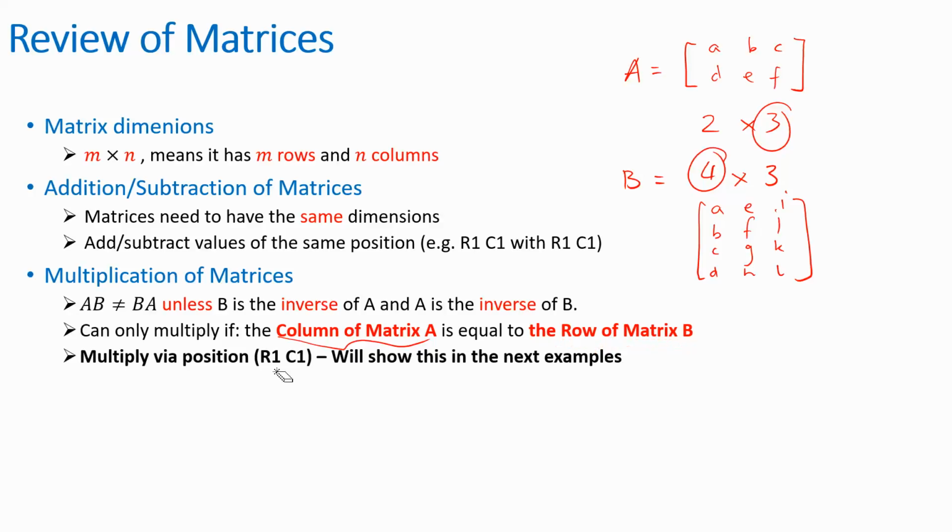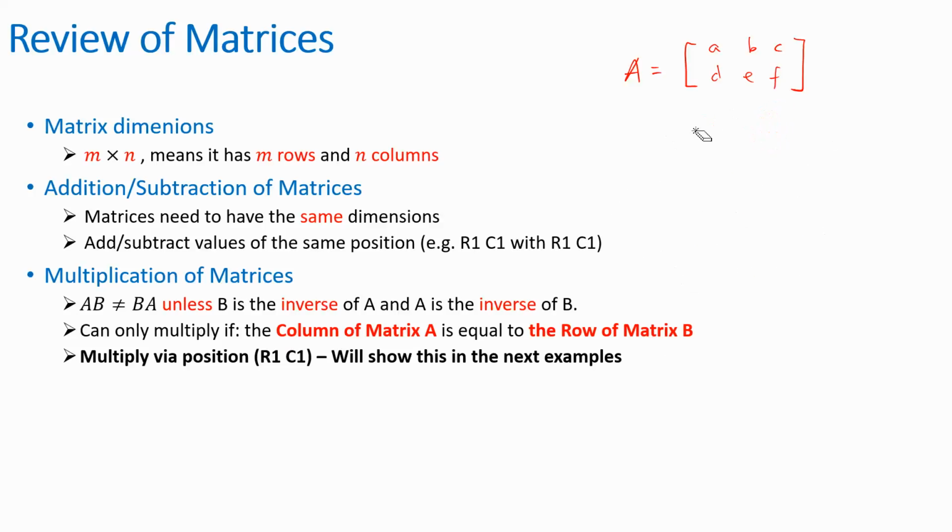Next one. When you multiply, how do you multiply matrices? In order to multiply matrices, you are going to multiply row 1, column 1 with row 1, column 1 of the other one. So for example, if I had, actually I'll show you in the other example later. Okay, just write that down. Multiply via position. So row 1, column 1. And I'll show you this in the next example.